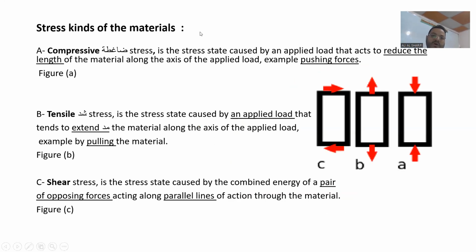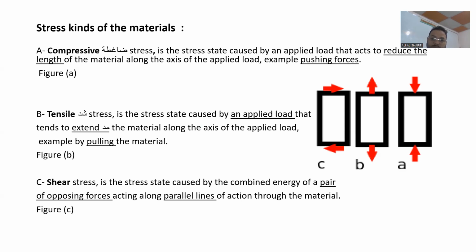Here are the kinds of stress on the material. That means, sure, this bar of material will not suffer stress from only one direction. We have three kinds. The first one, up to down. The next one will be down to up. The third one will be a pair of opposite forces. Let's go to the names of these stress kinds.